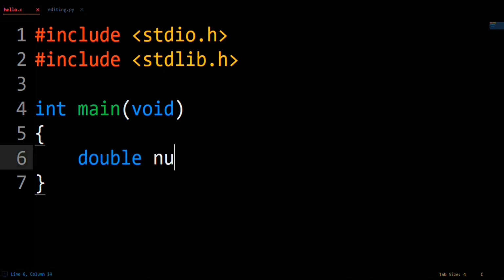Double num equals negative 5.0. The first note, the abs function in the stdlib.h header file only works with non-fractional types, like integers. Let's go back to the drawing board.